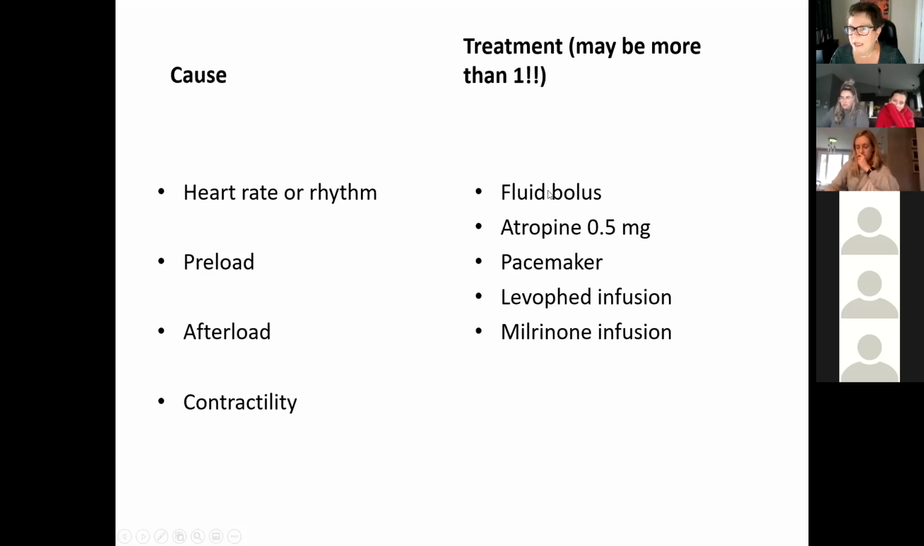Maybe atropine could work in this patient, but definitely a pacemaker. I don't think I need a Levophed infusion yet because she's volume depleted. I need to fill the tank before I start a vasopressor. And I have no indication that she needs any contractility agent. So I fixed her by fixing her heart rate and her preload.